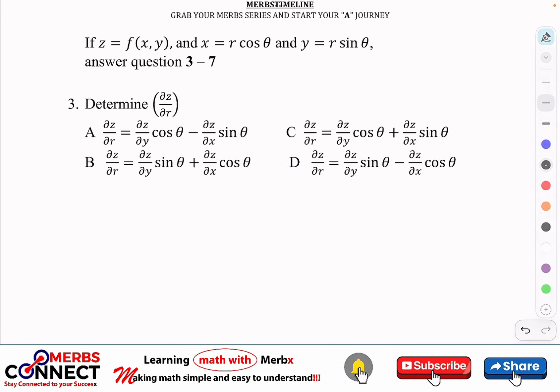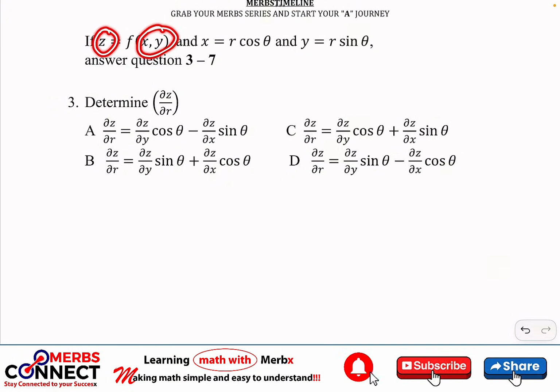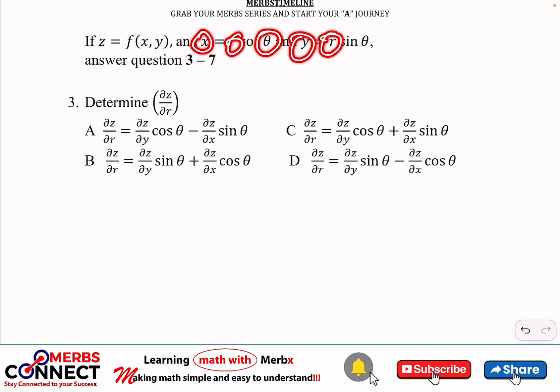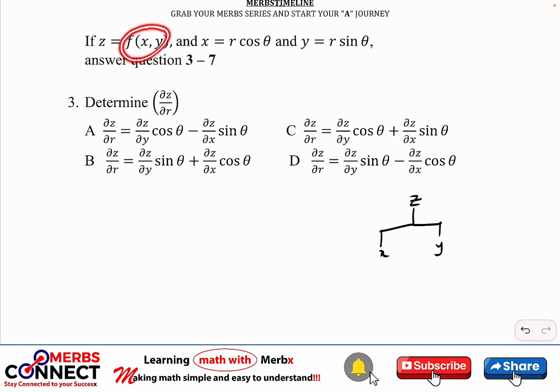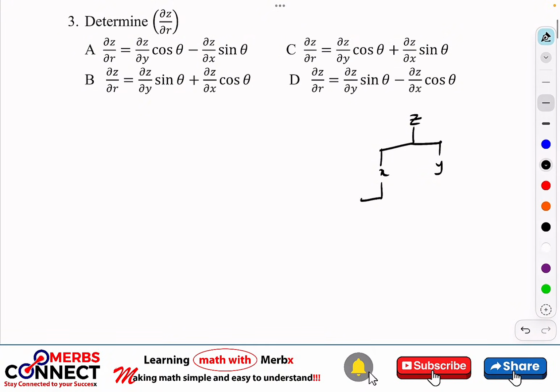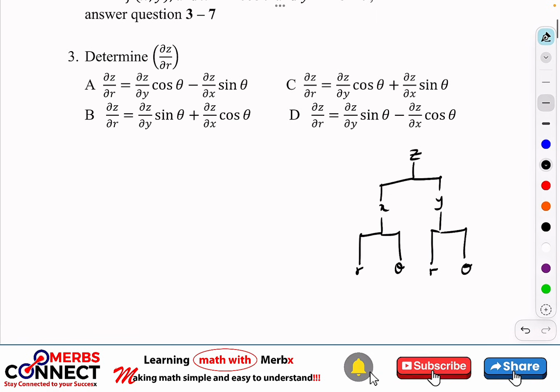Okay, let's look at this here. This is a chain rule question, right? So we have z, which depends on x and y, and x depends on r and theta. y also depends on r and theta. So I can write this one as z depends on x and y, which is here. And then x depends on r and theta. So I can also have another branch which depends on r and theta. And then we saw that y also depends on r and theta. So this one will help us to perform this.